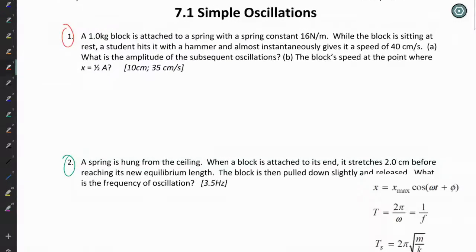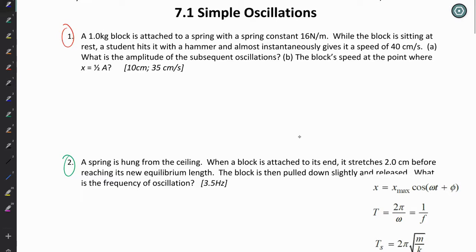So number 1, a 1 kilogram block is attached to a spring with a spring constant 16 newtons per meter. While the block is sitting at rest, a student hits it with a hammer and almost instantaneously gives it a speed of 40 centimeters per second. All right, so let's just parse that.